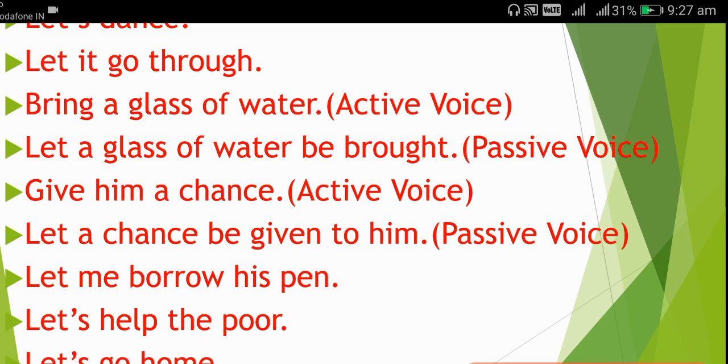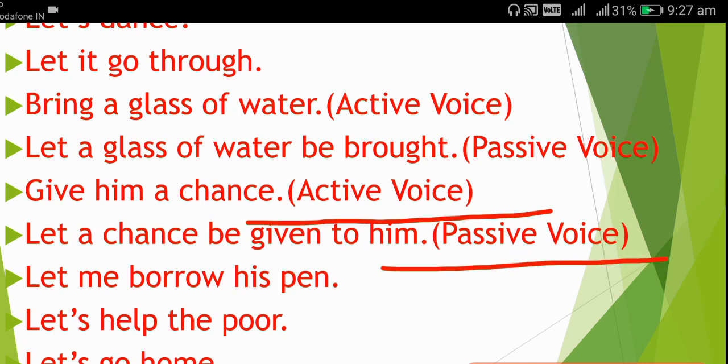Give him a chance. उसे एक चांस दे. In active voice you use this, and in passive voice you use let a chance be given to him, and it starts with let. Let me borrow his pen.